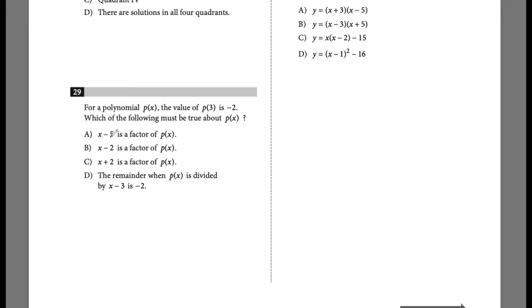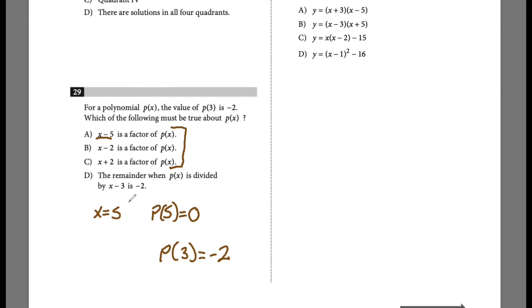The only way that this can be a factor is if the number that makes this 0, so in this case x equals 5, if we plug in 5 for x, so p of 5, this is a factor if we get 0, if p of that number equals 0. As we can see, we got p of 3 equals negative 2. Since there's no number where p of a number equals 0, none of these are going to be true. We cannot prove that any of these are factors of our polynomial p(x).